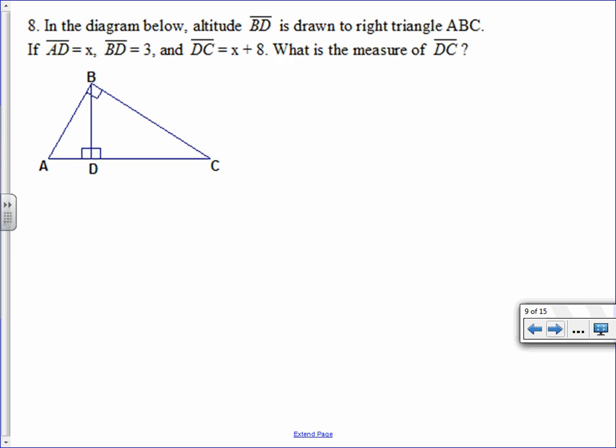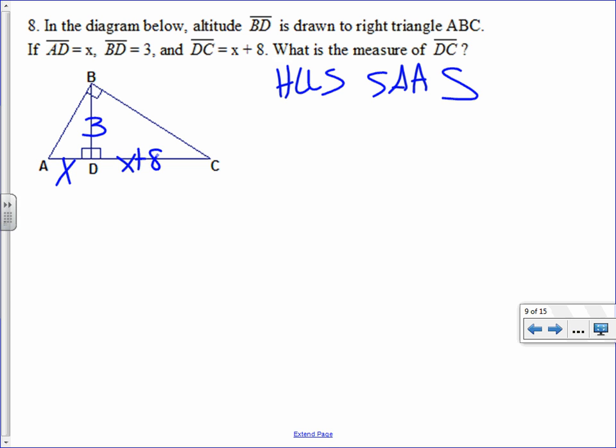Hopefully you recognize this picture. It says, put the information in. AD is x, BD is 3, DC is x plus 8. To determine if it's Hill-Sess, I look to see if there's an L or an A. Which is involved here? Leg is not involved. Altitude is. Sess.